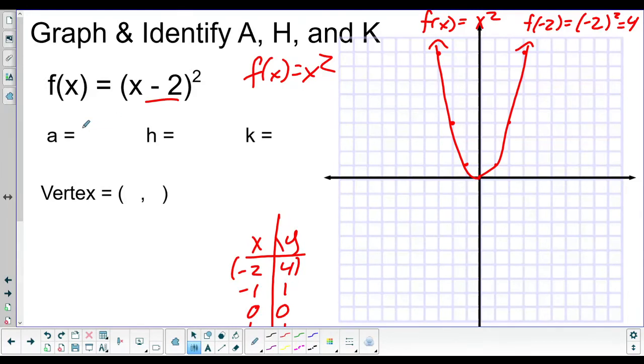Okay, so a is the invisible coefficient here. It's just 1. H is this number, but we have to change the sign. So h is 2, right? Because h is a liar. And then k, we're not adding or subtracting a number here. So that's 0 because there's nothing there.